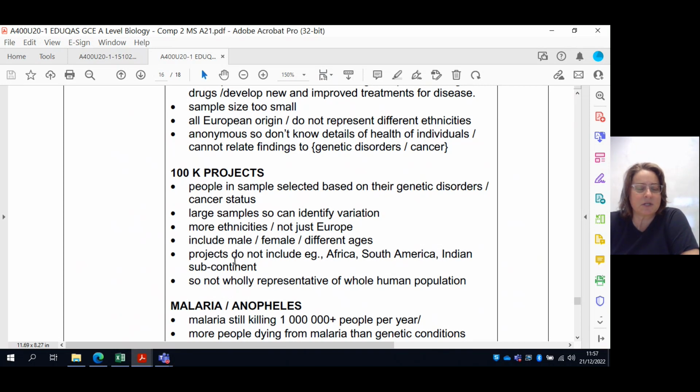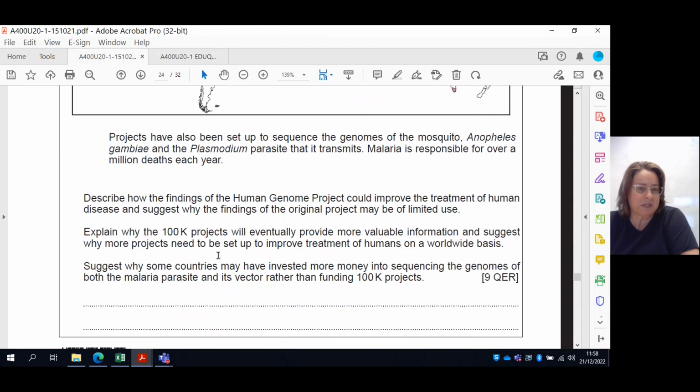The projects do not include any areas of Africa or South America, really. So is it representative of the whole human population? Not really. But possibly there's a reason why some countries have not invested in that. And that gets us to the third part here: suggest why some countries may have invested more money into sequencing the genomes of malaria and the parasite. The malaria parasite.